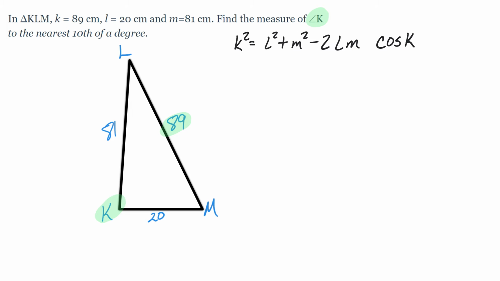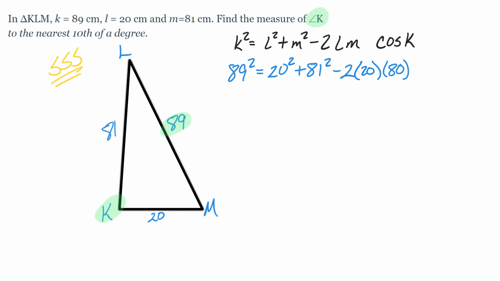So now we're going to plug in our values. K squared is 89. And we are looking for an angle here, so we know we'll be doing an inverse. And this is a side-side-side, by the way. I forgot to mention that. This is a side-side-side relationship. That's why we had to use the law of cosine. The good news is you're not going to confuse it with the law of sine, because if you tried to do the law of sine, it's not going to go anywhere. So here we go. Side M was 81 squared minus 2 times the L value, 20, times the M value, 81, cos of K.